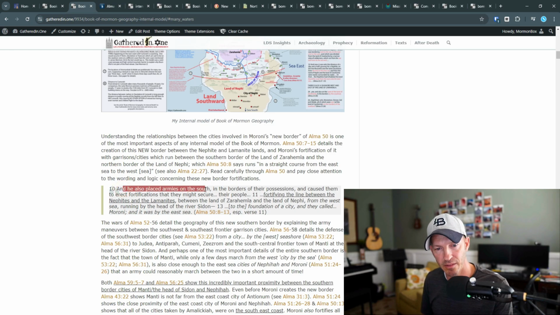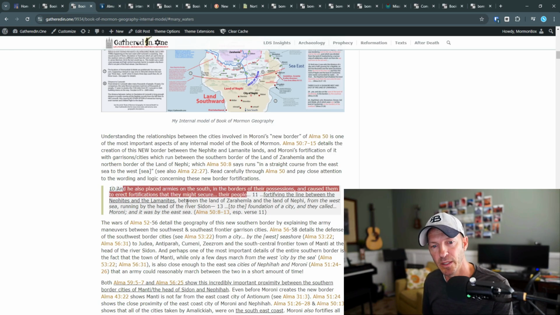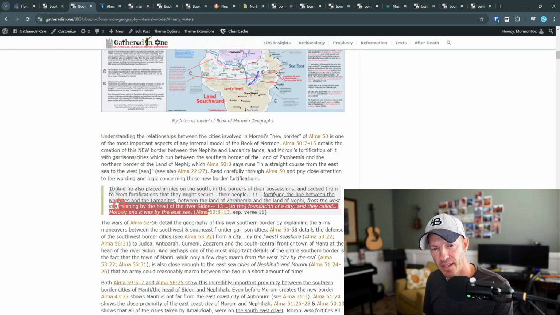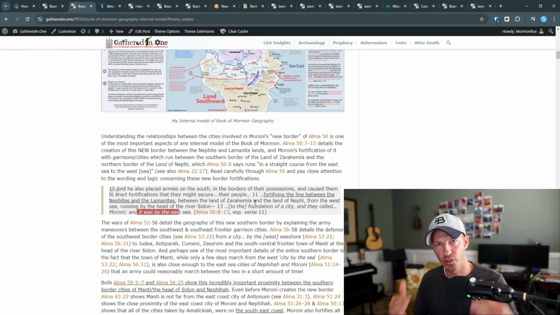Placed armies in the south, the land of Zarahemla, in the borders of their Nephite possessions, and caused them to erect fortifications that they might secure their people, fortifying the line between the Nephites and the Lamanites, between the land of Zarahemla and the land of Nephi, from the West Sea, running by the head of the River Sidon, to the foundation of a city, and they called Moroni, and it was by the East Sea. Okay, so did you follow that? He creates a new border, right?